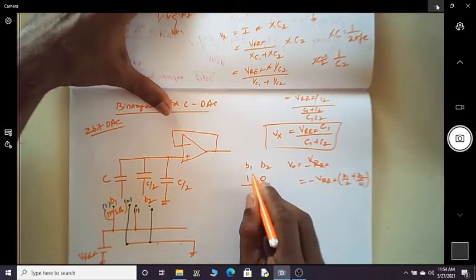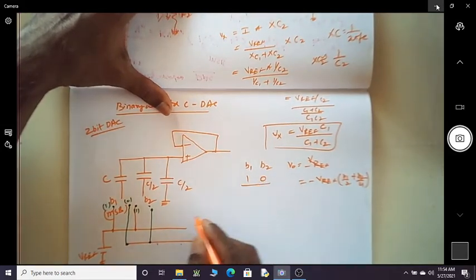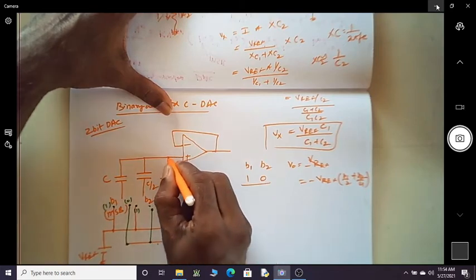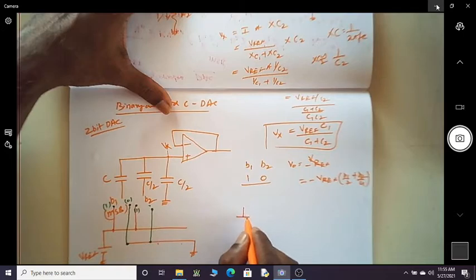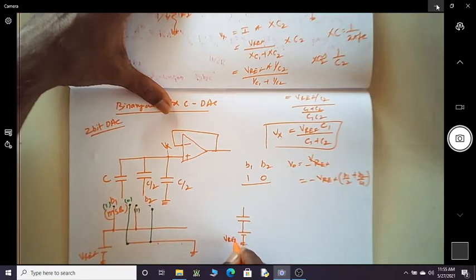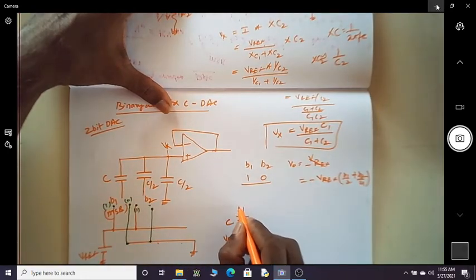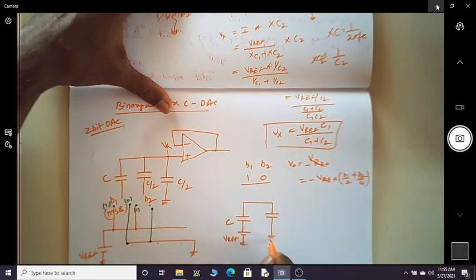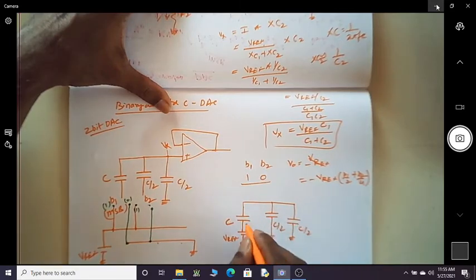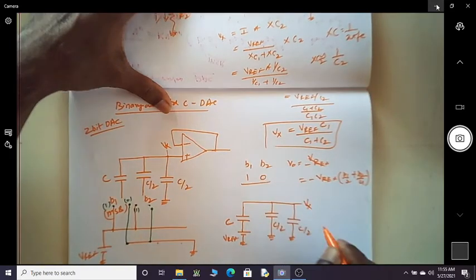Suppose you have this combination of B1 equal to 1 and B2 equal to 0. Let us try to understand what the voltage Vx is here. So do we have a circuit which is something like this now? This is my V reference connected to this capacitor because B1 is 1. Making B2 as 0, it's actually grounded. You have one more capacitor which is also grounded here. This is C by 2, this is C by 2, and this is C. You are looking at what is Vx.